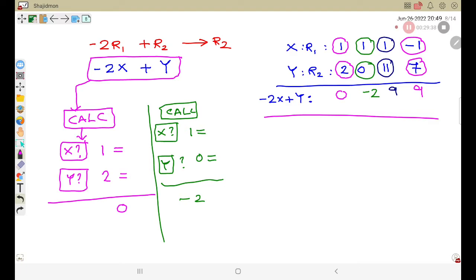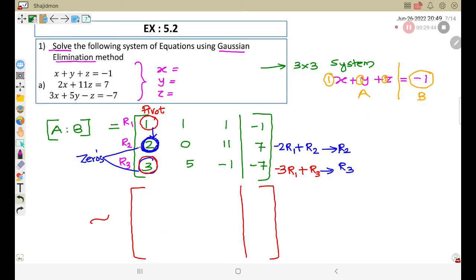So write this row. This is the new output row, the new second row. First row the same, first of all 1, 1, 1, minus 1. In the first row we are not doing anything.